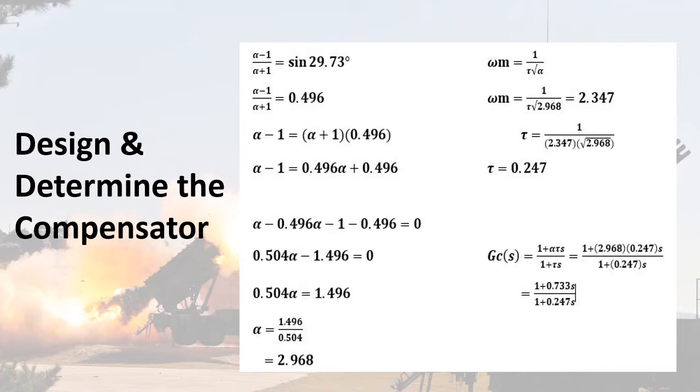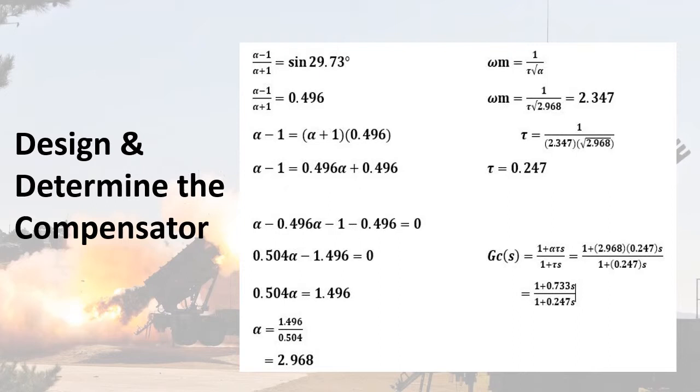Now we have two values already: the alpha value and the omega m value. Right now, what we want to find is the tau. To find the tau, we write back the omega m formula, which is omega m equals 1 over tau square root alpha, that is, 1 over tau multiplied with square root alpha. We substitute the values of omega m and alpha, which are 2.347 for omega m and 2.968 for alpha, and then we solve for tau, which we will get about 0.247.